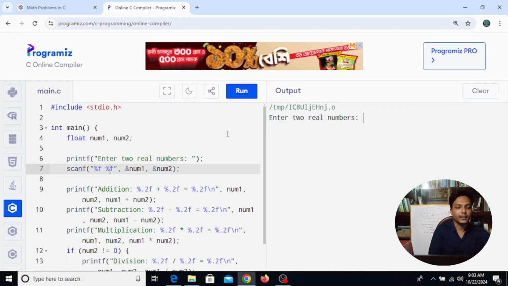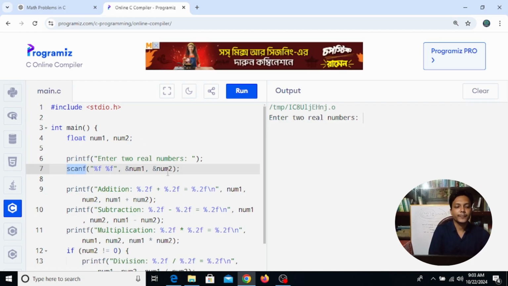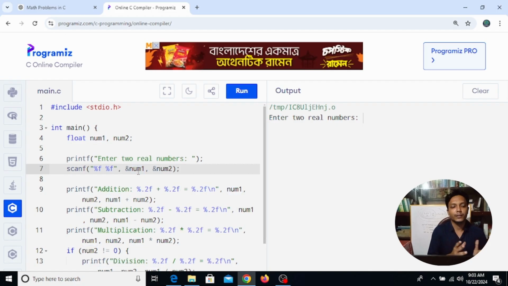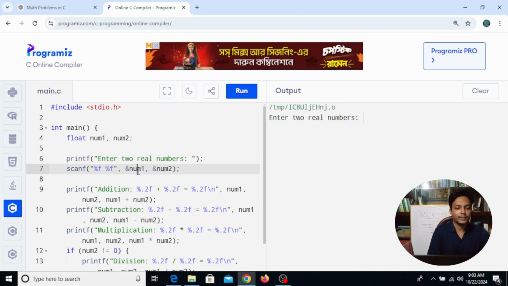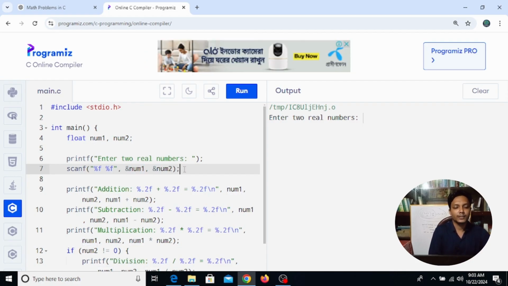Okay, so this scanf is taking input from us, and this percentage f and percentage f is a format specifier. What kind of numbers will it be? It will be a floating number. Okay, floating number means not an integer. It will give us digits after the decimal, right? So this ampersand is for taking the address of number one and number two. Okay, so we are providing the address of these two numbers. We are not going to discuss more details on it, but in future we will discuss.